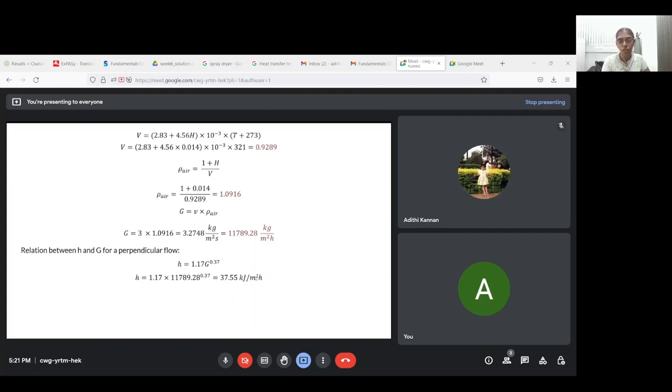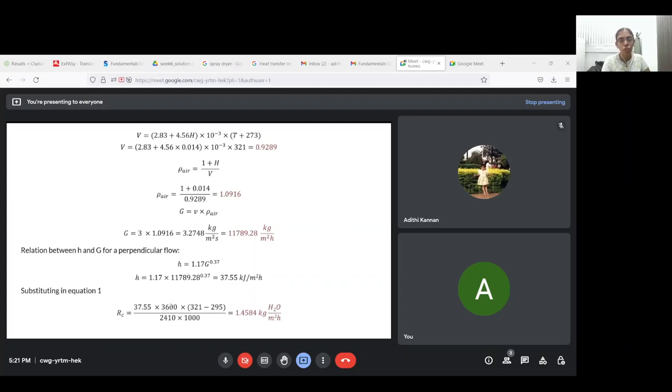This is actually, the unit was wrong earlier, so it's watt per meter square Kelvin. This watt per meter square Kelvin, you need to convert it based on the units that are given in the options in the question. I'll explain that shortly. So you have 37.55 watt per meter square Kelvin. So 37.55 will be your H.